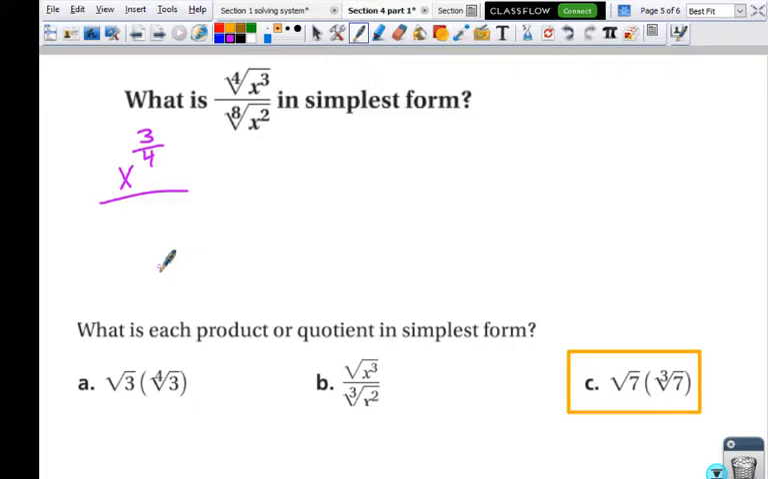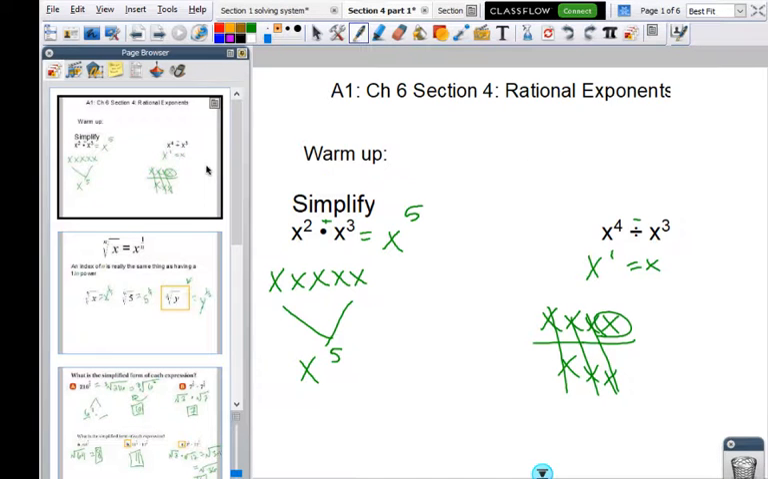Alright, I have x to the 3 over 4 over x to the 2 over 8. These are both exponential form now, right? What do we do when we have an x over x? What do we do with those exponents? We could write them out long ways and cross them out. Okay, hang on. On our warm-up here, what did we do with these exponents? We added them. I mean, we subtracted them. We subtracted them, right? Not added them.